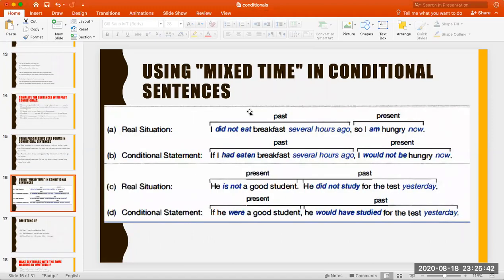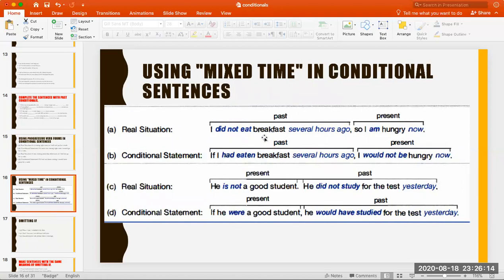And also remember, we can use mixed time. Sometimes teachers usually tell you be consistent in your use of tenses. Yeah, but sometimes you can mix tenses. Look at this sentence. I didn't eat breakfast several hours ago in the morning, so I'm hungry now. So there are two tenses because of the logic. I didn't have breakfast this morning, so I'm hungry now. Later on, 5 hours later or something, at noon.